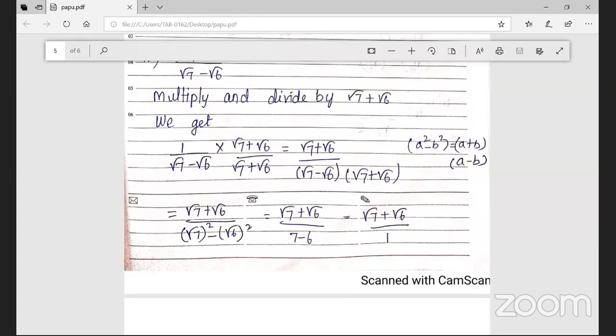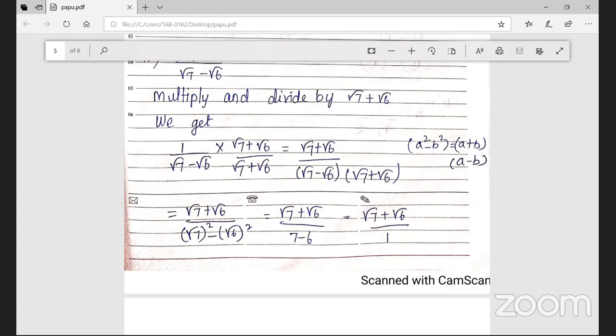Now we are multiplying, so we'll get the answer in the form a square minus b square. We know the identity formula. What is the identity? A square minus b square equals a plus b times a minus b. Here we get the form a plus b and a minus b.